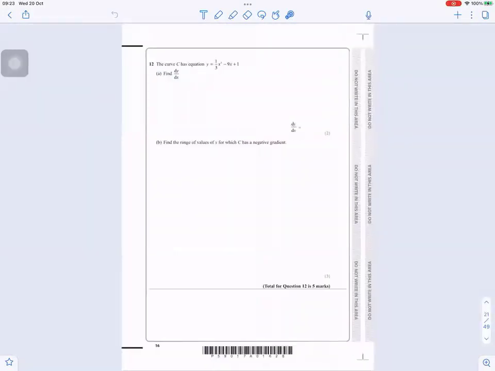Question number 12. The curve C has equation y equals 1 over 3x cubed minus 9x plus 1. Find dy over dx.